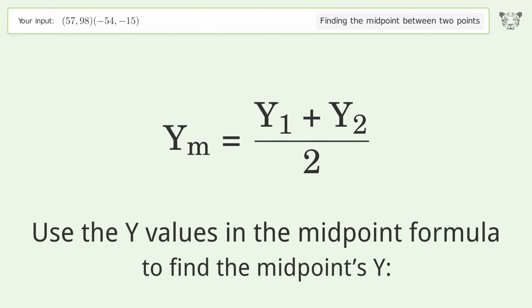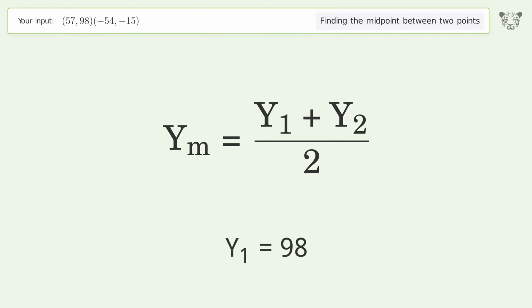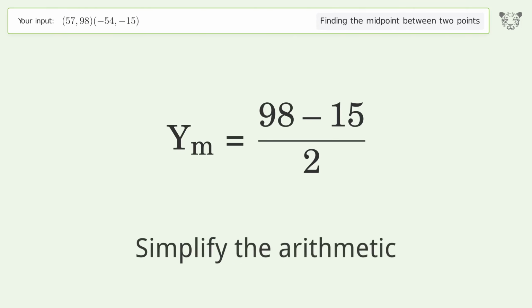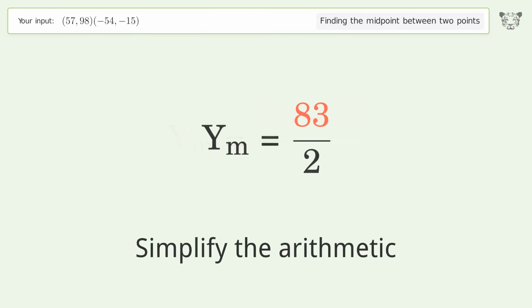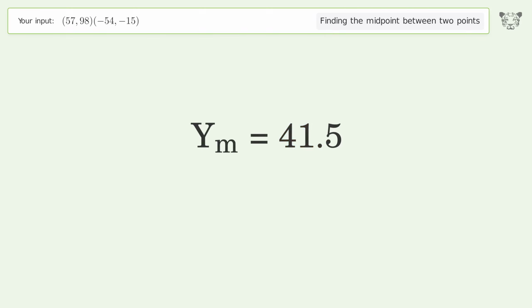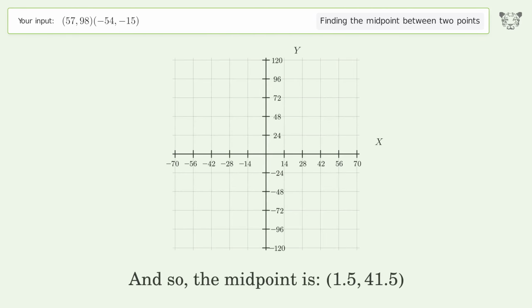Use the y values in the midpoint formula to find the midpoint's y. y1 equals 98. y2 equals negative 15. Simplify the arithmetic. And so, the midpoint is 1.5, 41.5.